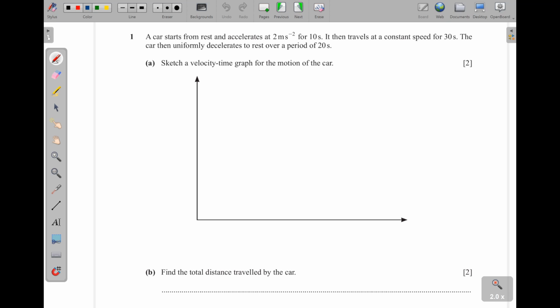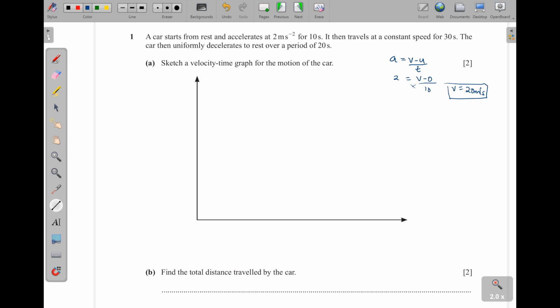So we know that acceleration is equal to (v minus u) over t. If it is given as 2, then (v minus 0) over the time taken, 10, is 2. So when we cross multiply, that means v is equal to 20 meters per second. So this is the constant speed.